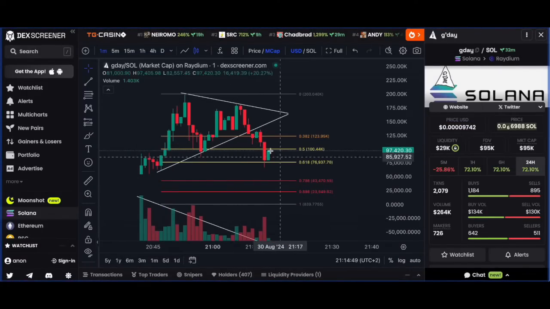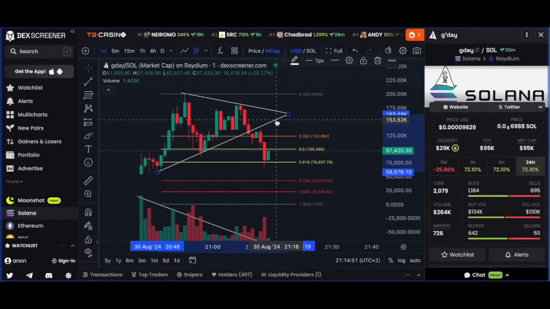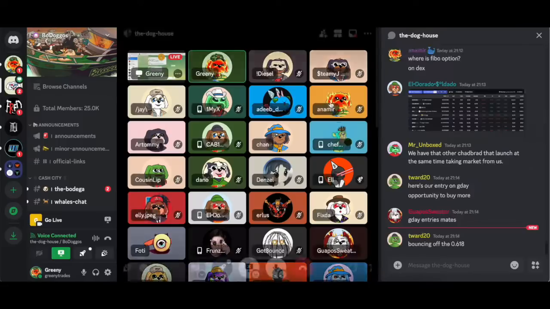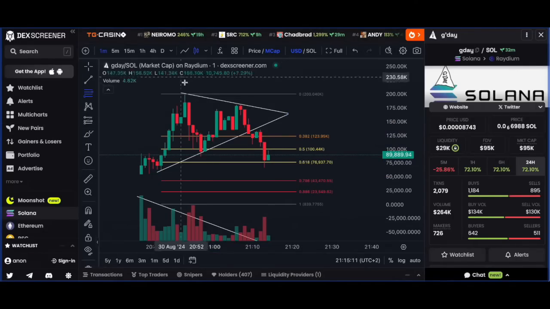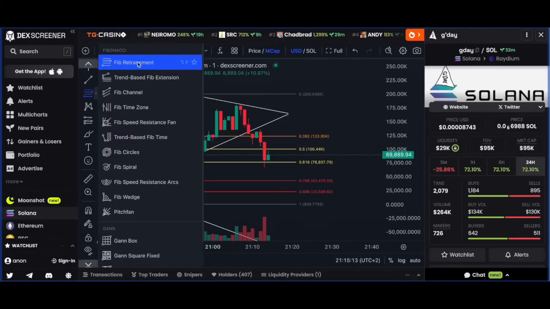So this is good. This is healthy price action. You never want to see anything just go straight up. You do want to see it have ups and downs because that is healthy price action. So yeah, the Fib option is over on the side over here. So this one over here. It's the first tool over here, Fib retracement.